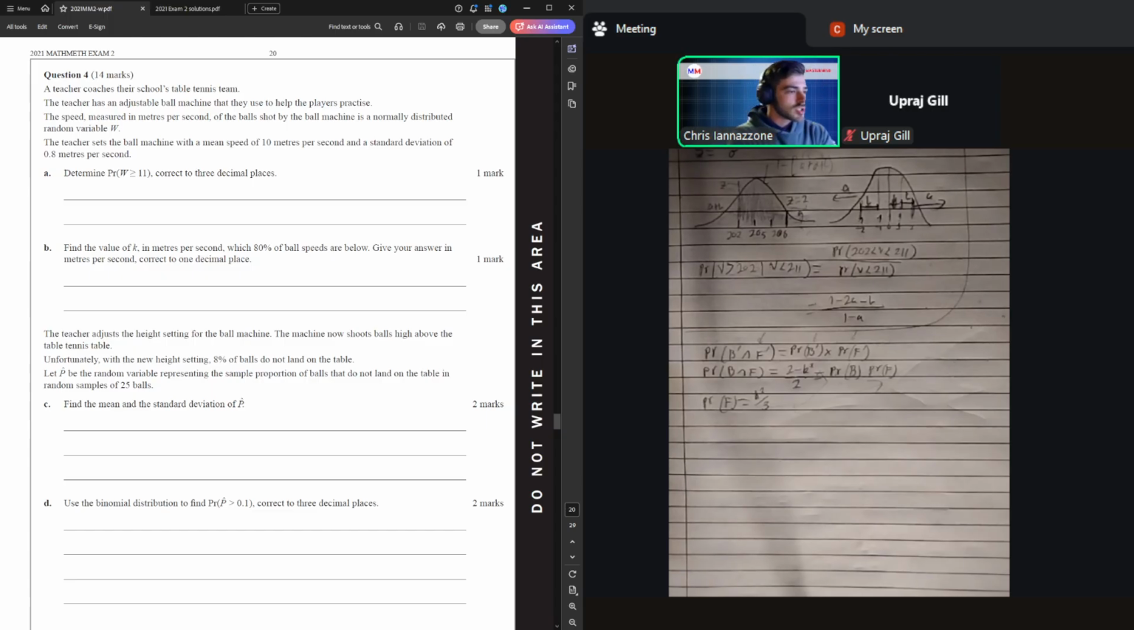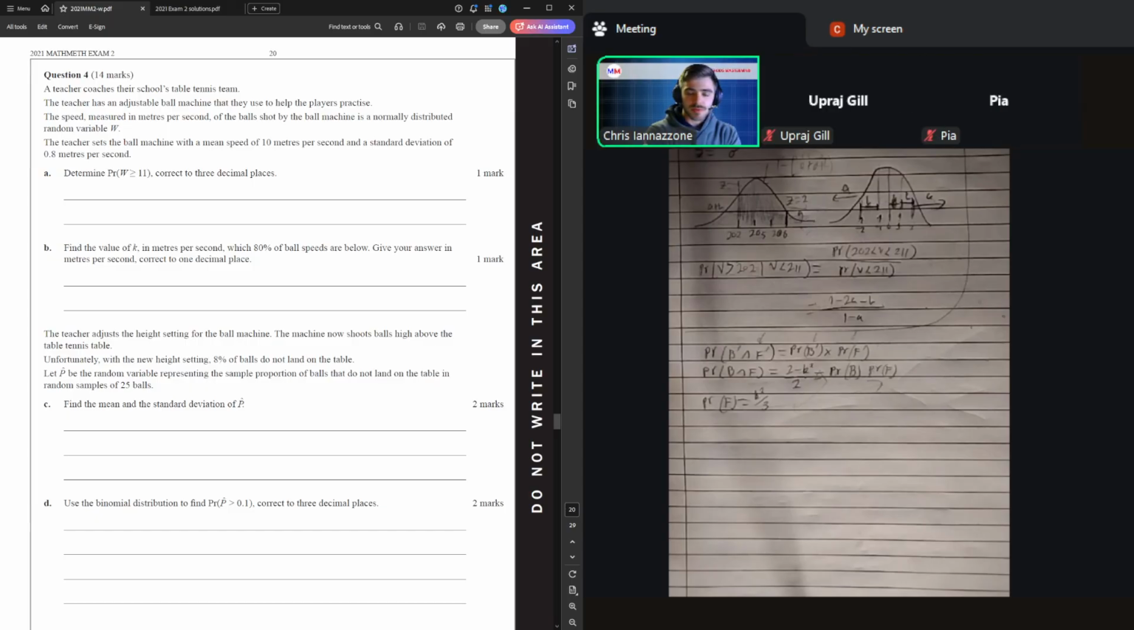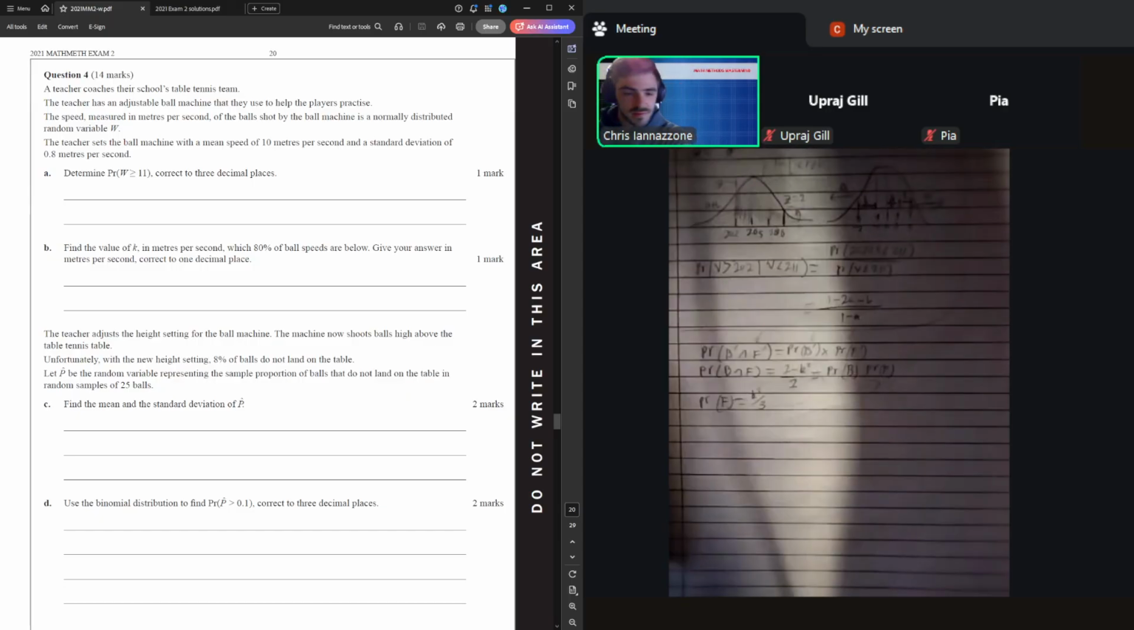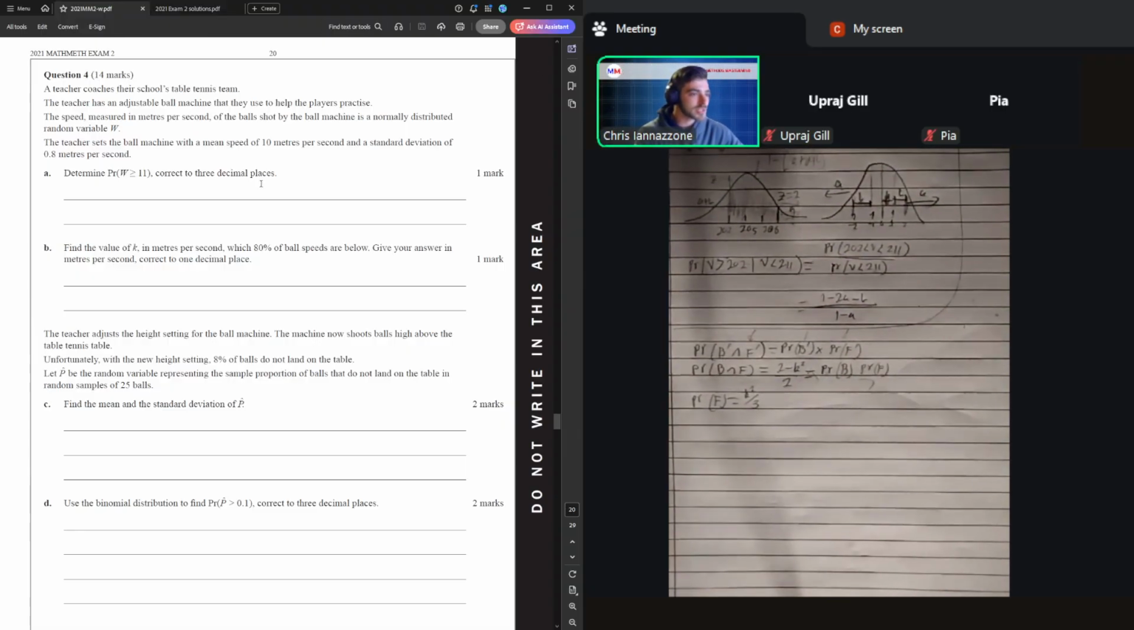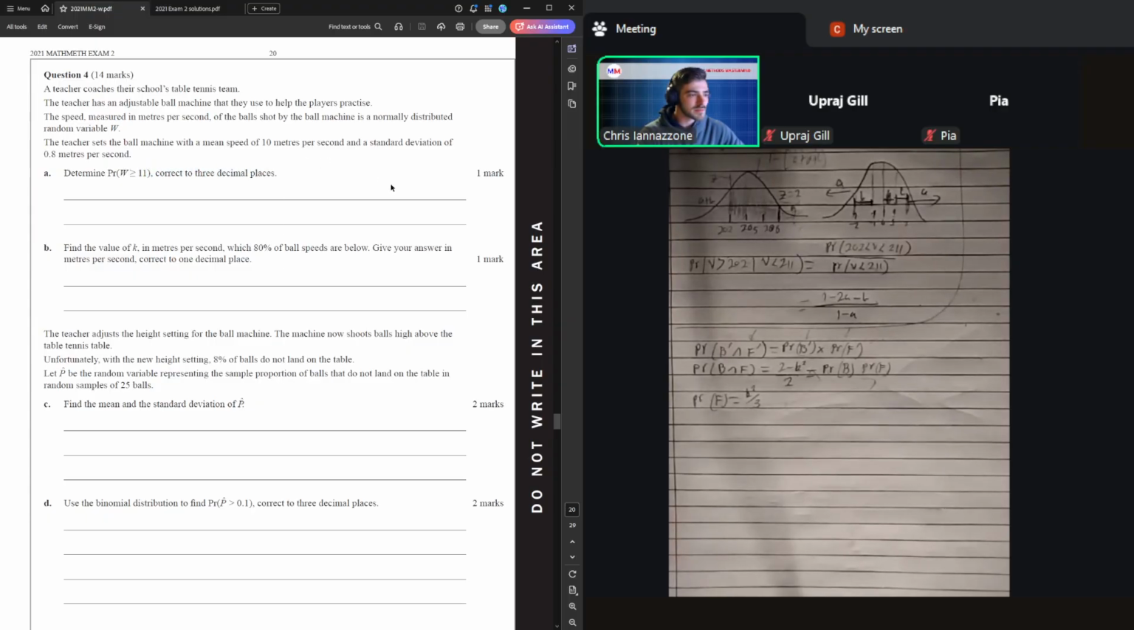So, determine the probability of W being greater than or equal to 11. Pretty much a very small portion of what's in the question really matters for this sort of thing. It's good to obviously have the context of what's going on in the scenario, but for the most part, you can pretty much get away with just looking at the actual problem statement itself, and that already tells you a lot about what you actually need to do.